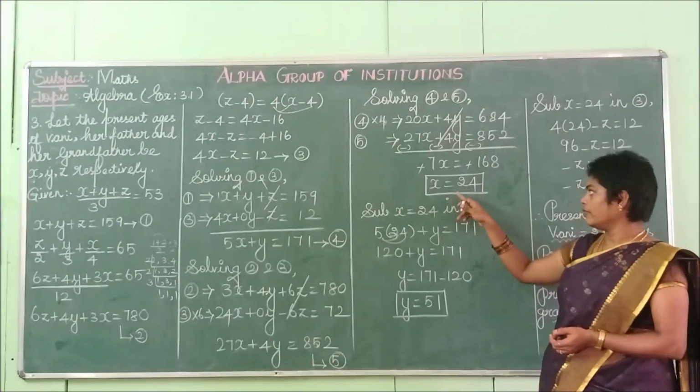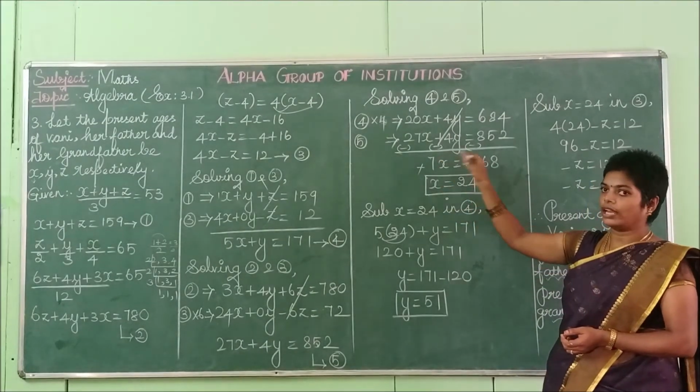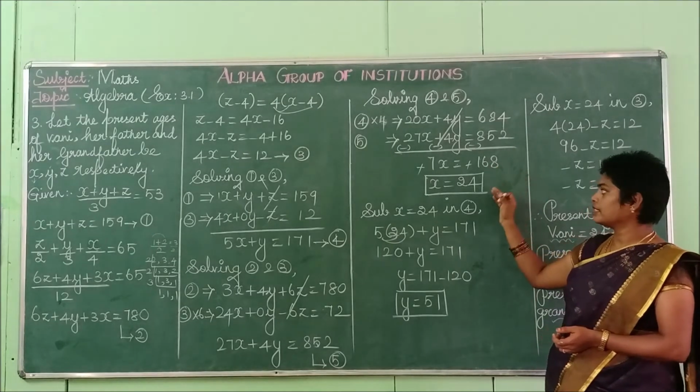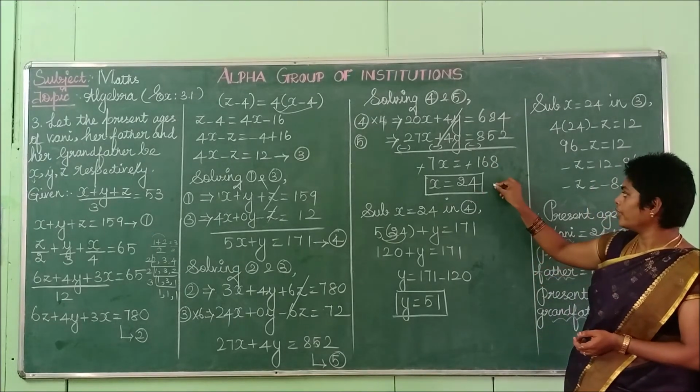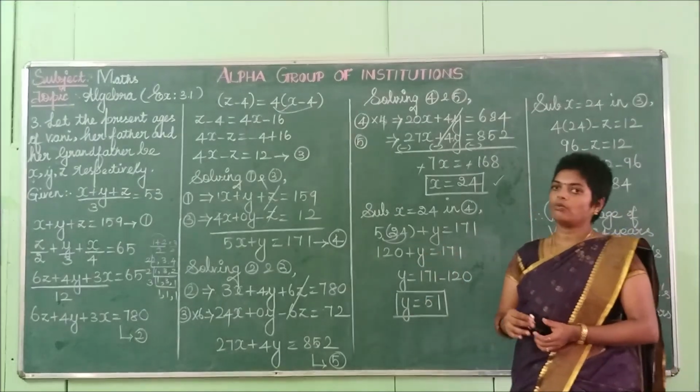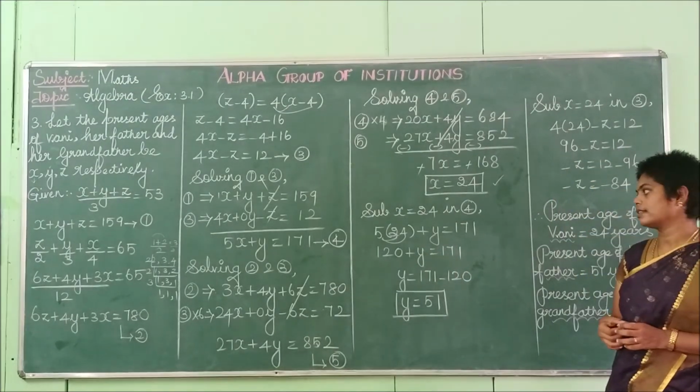Then x is equal to, we need only x, so you can divide that value by 7. If you divide 168 by 7, you get 24. You found one value. x is Vani's age, so Vani's age is 24 years.